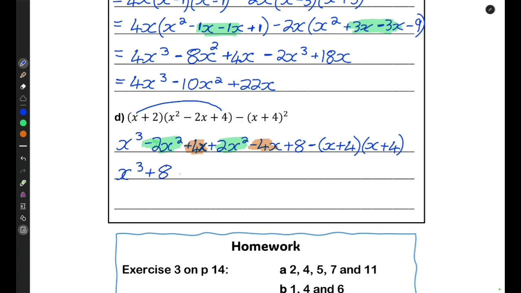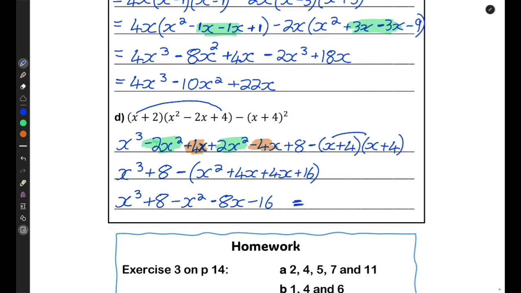Now in the other one, I am going to FOIL those brackets. So x squared plus 4x plus 4x, then plus 16. And now I need to multiply this minus in. Okay, so minus x squared. I'm going to put these 2 terms together, and that just gives me plus 8x, but there's a minus, so minus 8x, and then minus 16.